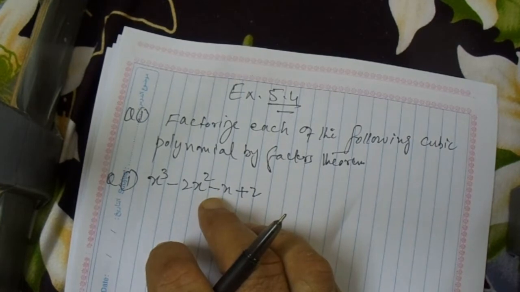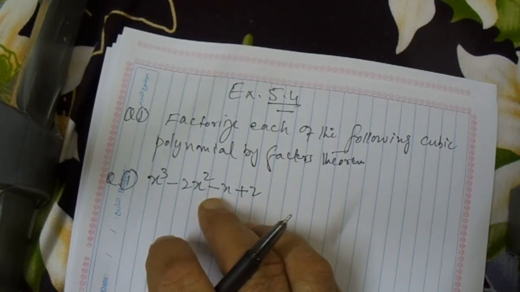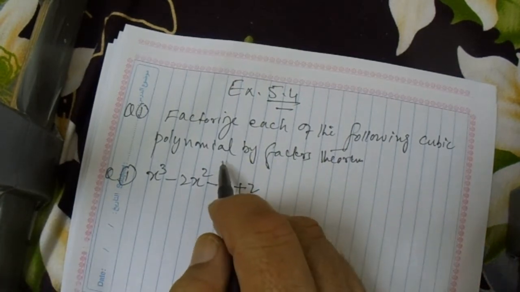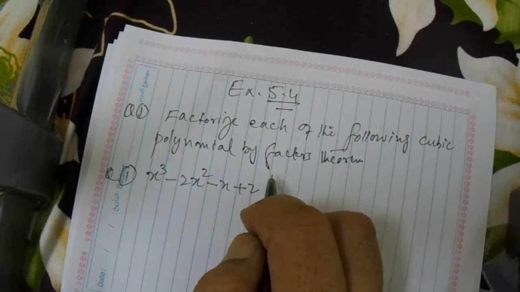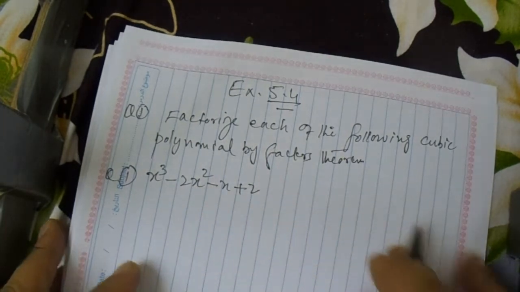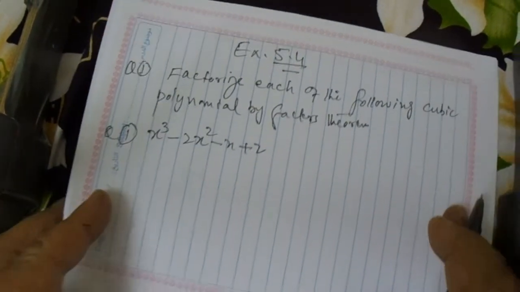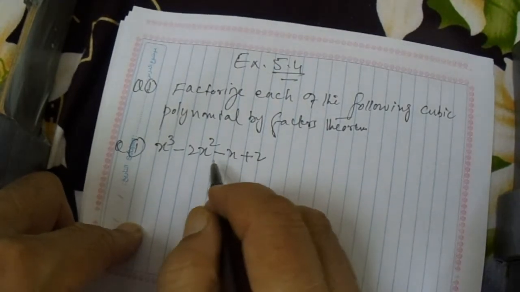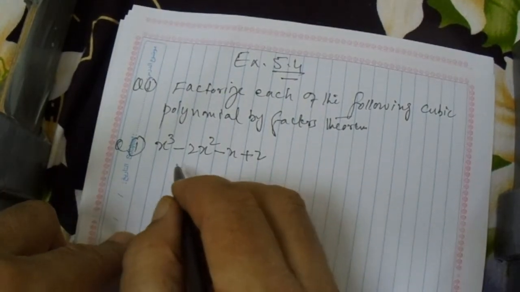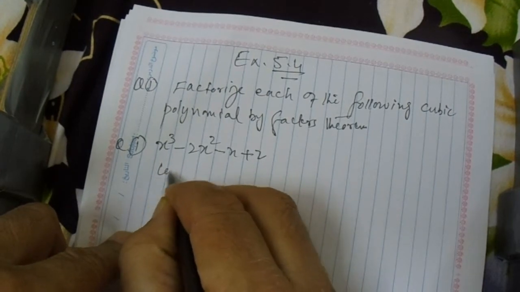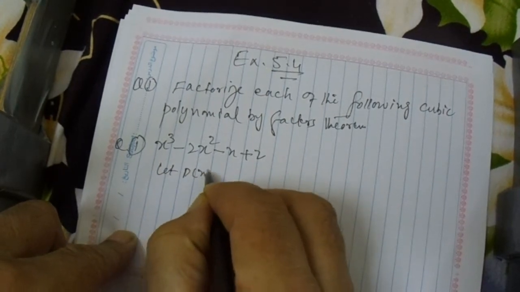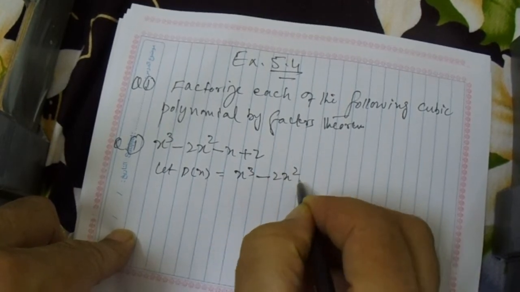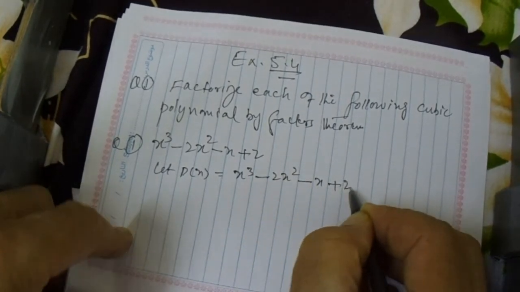Today we start exercise 5.4 and factorize each of the following cubic polynomials by the factor theorem. Now this is the cubic polynomial, and we have to factorize it by using the factor theorem. The first step is, let p(x) = x³ − 2x² − x + 2.